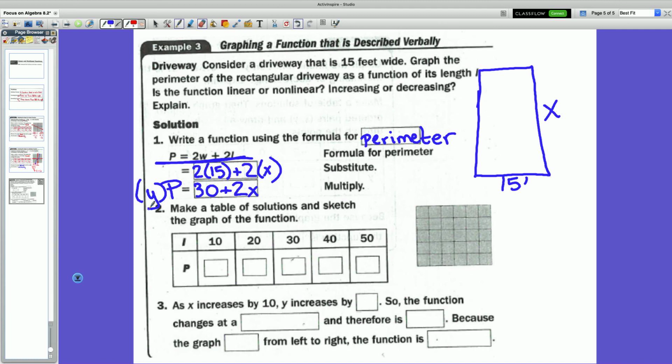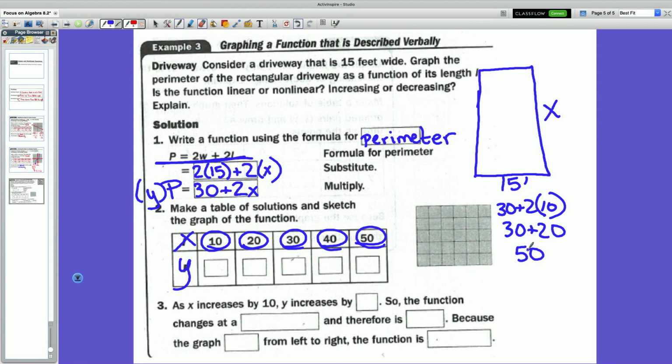So now I'm going to plug in these numbers. Okay, let's change this to x. Let's change this p to y, so we don't get confused. So I'm going to plug those in for x. Okay, so I have 30 plus 2 times my first x it wants, which is 10. So that means 30 plus 2 times 10 is 20. 30 plus 20 is 50. So this first spot is going to be 50.